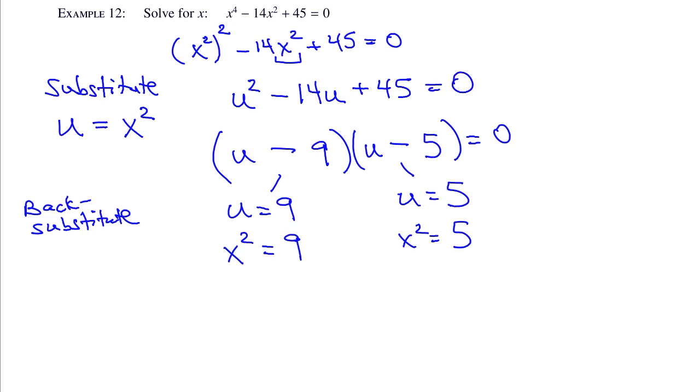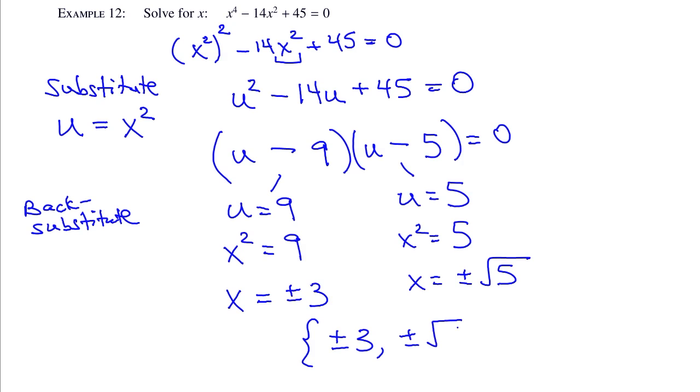Lastly, we solve for x, using whatever methods we have to at this point. A variety of methods will come up in the homework exercises. This one, we just use the square root property. So x is equal to plus or minus 3, and x is equal to plus or minus the square root of 5. So the solution set has 4 answers, based on x to the fourth at the beginning. It's plus or minus 3, and plus or minus root 5.